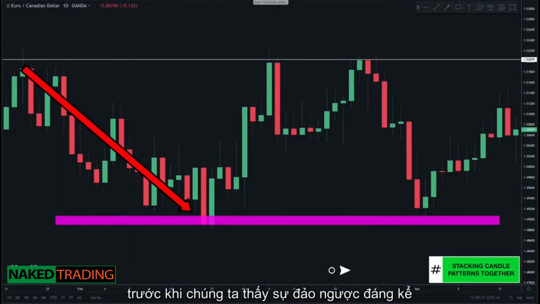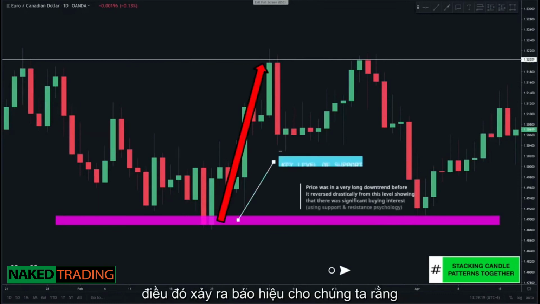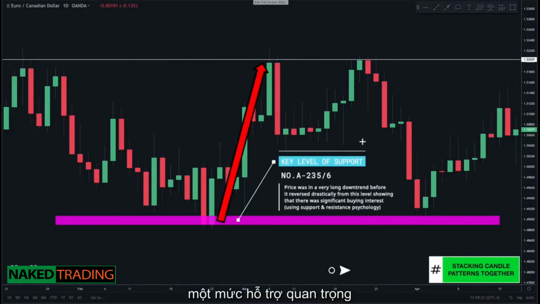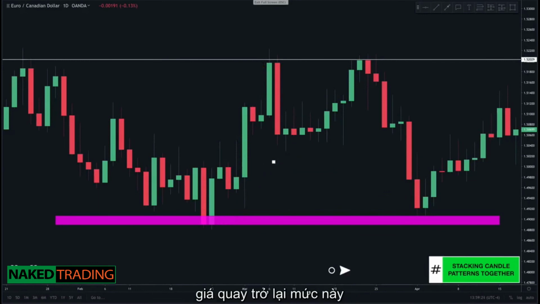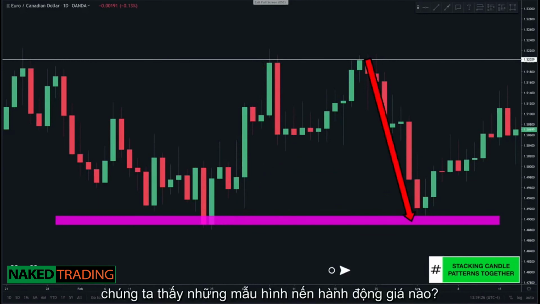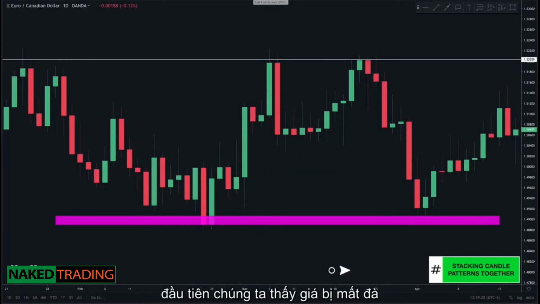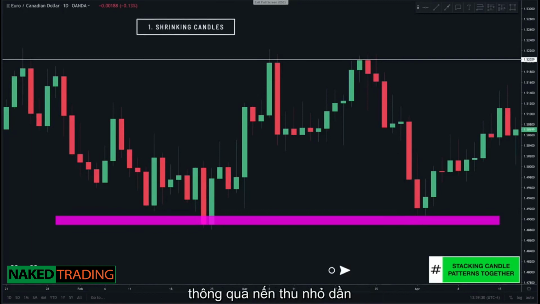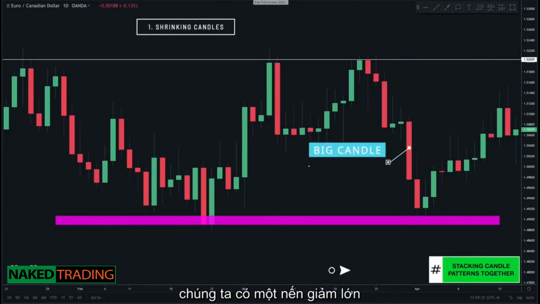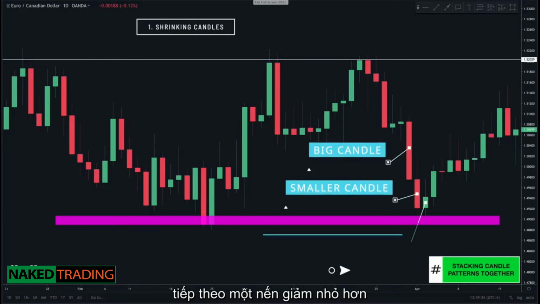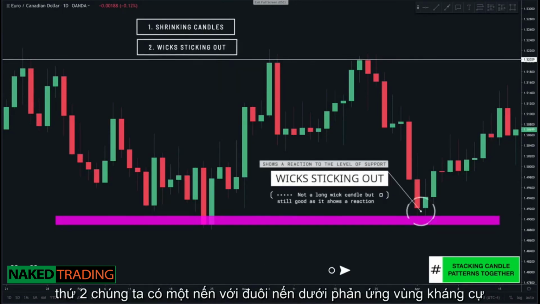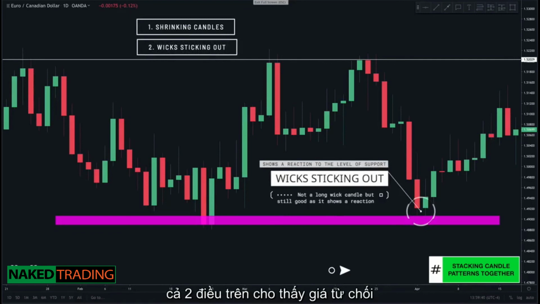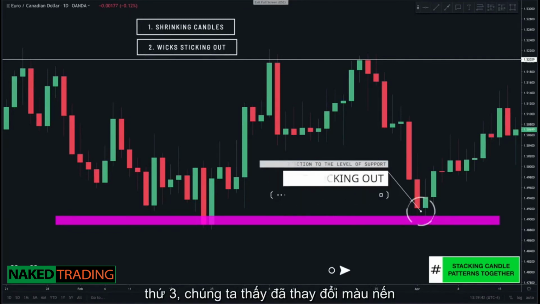downtrend before finally there was a significant reversal that occurred, which signals to us that this is a key level. Now, as price came back down to this level, what price action candlestick patterns did we have? First, we had momentum loss through shrinking candles, as we had a big candle, a smaller candle, and then an even smaller candle. Second, we had the wicks sticking out from both these candles, showing a reaction to this level.